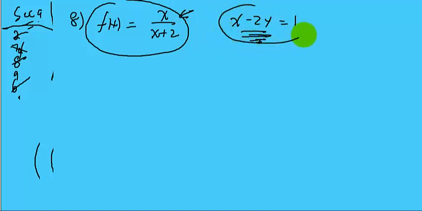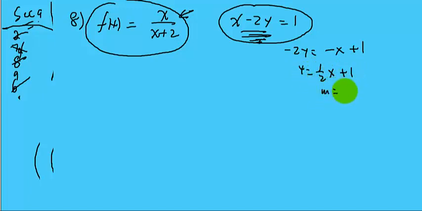How do I find the slope of this line right there? You can just solve for it. This is a line, so just solve for y. Negative 2y is equal to negative x plus 1, divided by negative 2. So y is equal to 1/2 x plus 1. So what's my slope over here? Of course, for those of you that are really into calculus, you can take the derivative of this implicitly, and you'll get the same thing. But how do we find the slope of this curve over here?